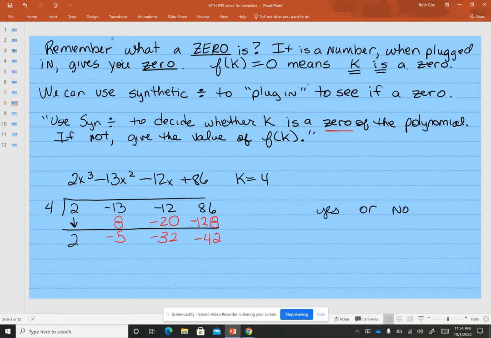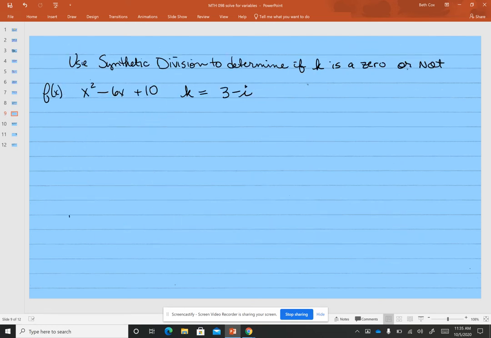So the question is, is 4 a 0? Well, the answer is no, because this number, also known as the remainder, is not 0. So f of 4 is negative 42, not 0. That's what's significant here. Okay, let's do another one of these. Ooh, complex numbers. We can do synthetic division with complex numbers.